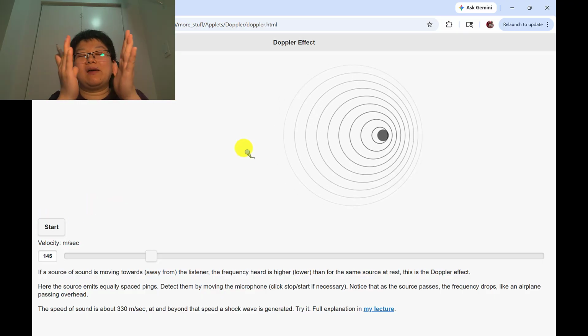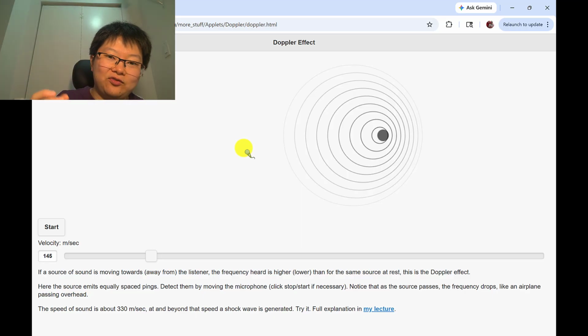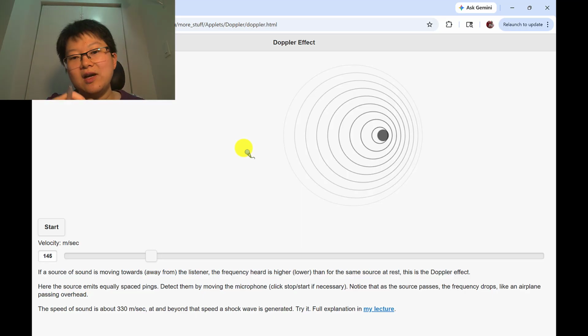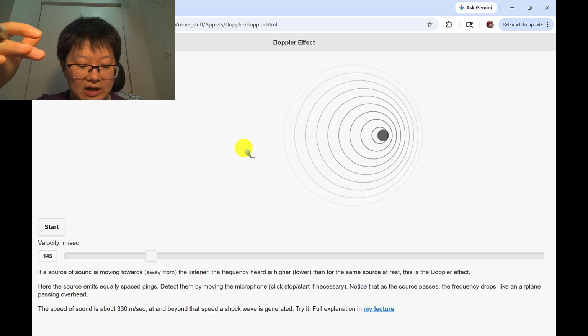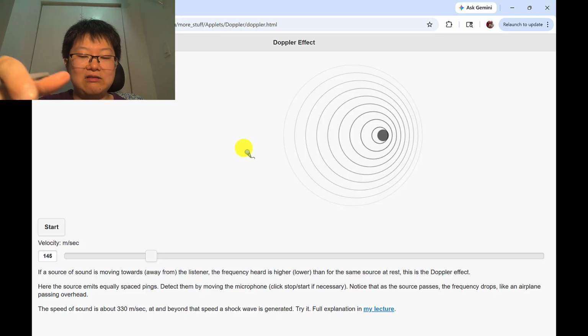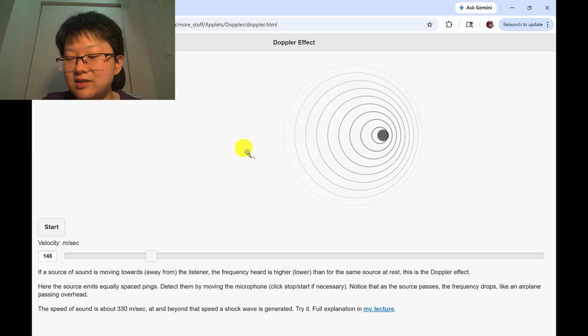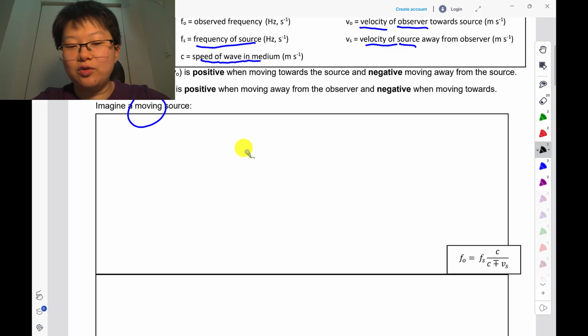So the difference between the two wavefronts will change the perceived wavelength and therefore the perceived frequency. One thing that remains constant is that the speed of the wave will be constant in the same medium, regardless of whether it's for the source or for the observer. So that being said, let's go back to here. We'll show what that looks like.